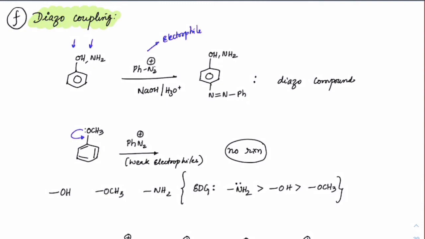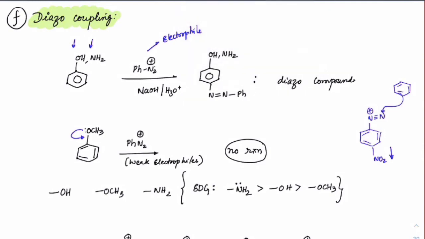There is another way by which we can make the reaction happen: increasing its electrophilicity. If I have to increase its electrophilicity, I have to add as many withdrawing groups as possible. Suppose we have N2 triple bond N plus, and I have a withdrawing group like NO2 here, that would increase its electrophilicity more. Thereby any nucleophile like benzene or a methoxy group will attack on this nitrogen at a better rate.